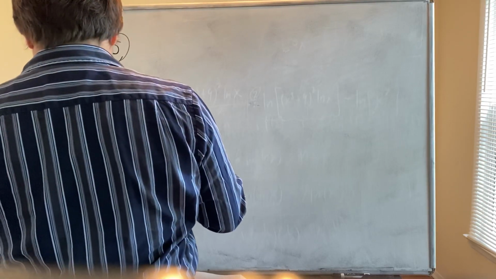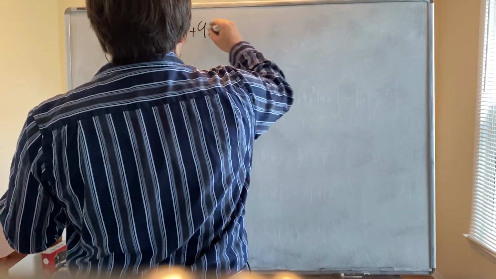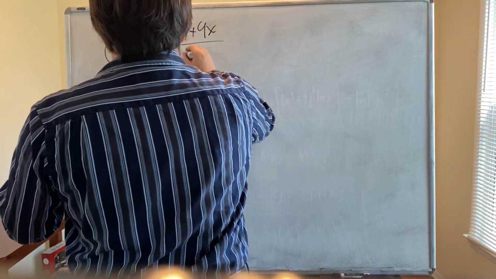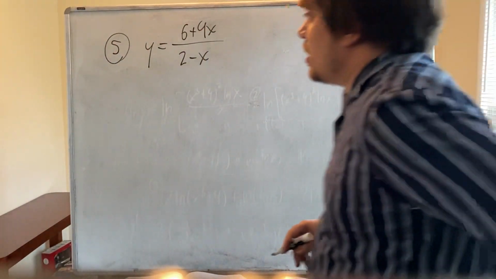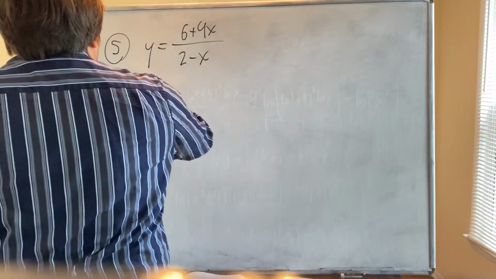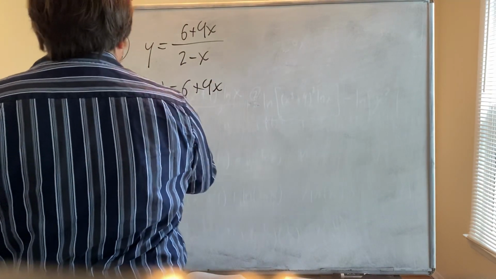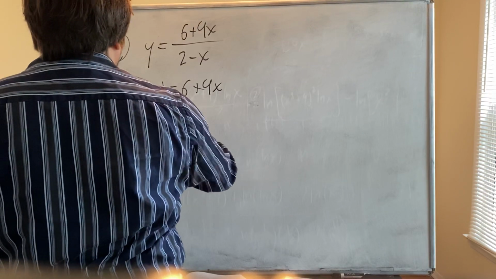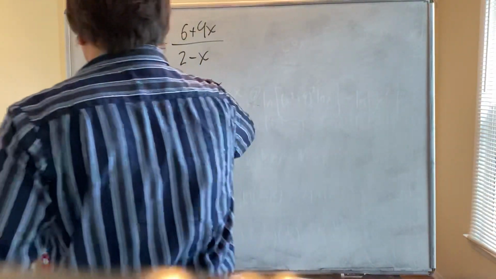So number 5, find a formula for the inverse of the function y equals (6 plus 4x) over (2 minus x). Okay, so you cross multiply, you get y times (2 minus x) equals 6 plus 4x. You have 2y minus xy is equal to 6 plus 4x. So this is a minus sign.